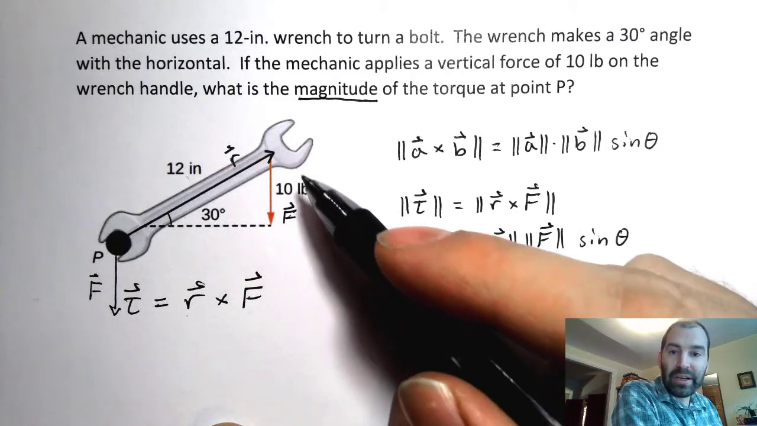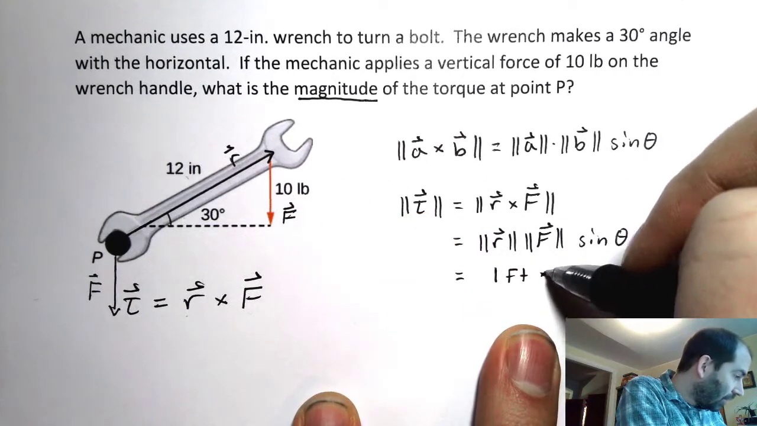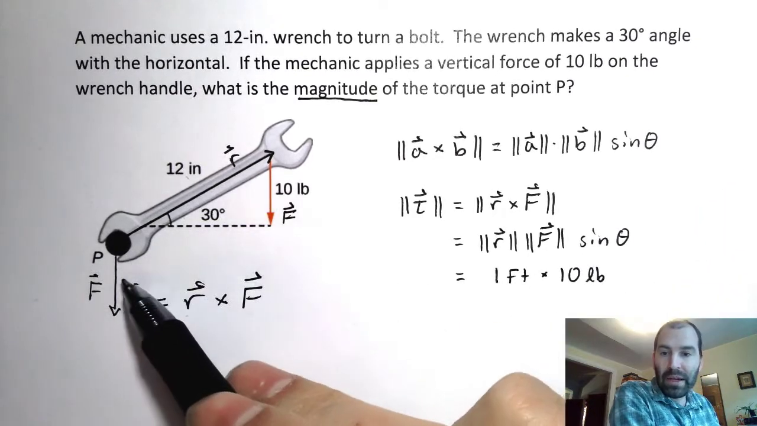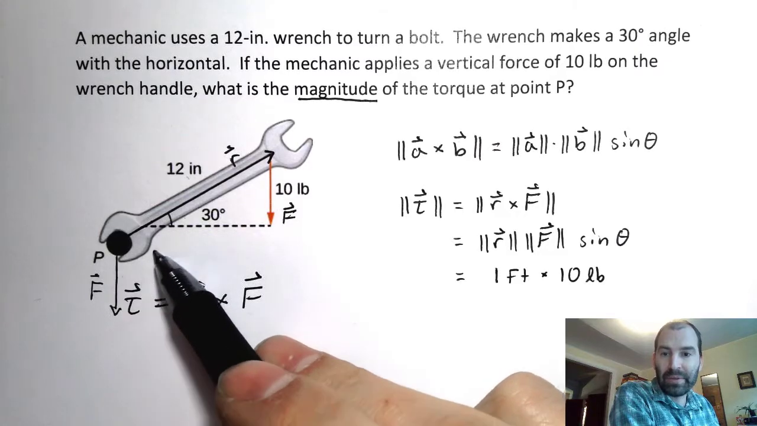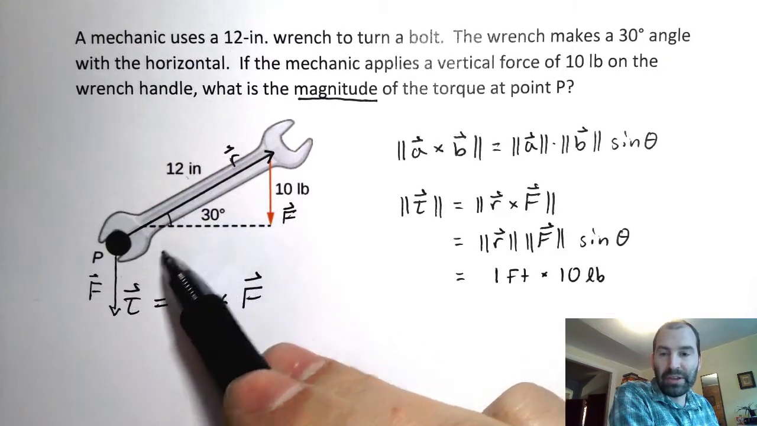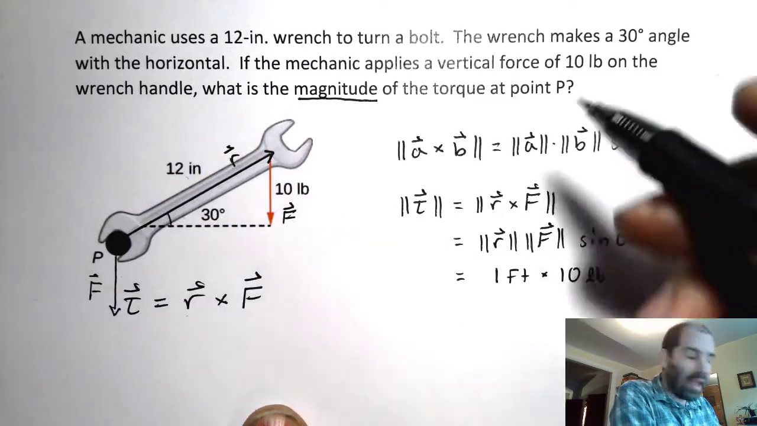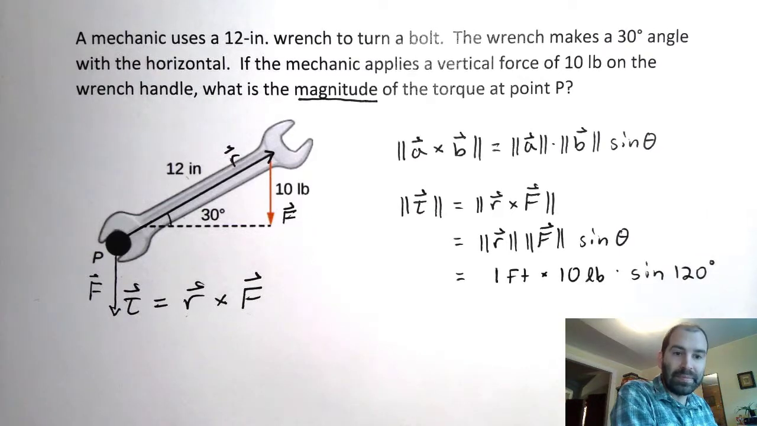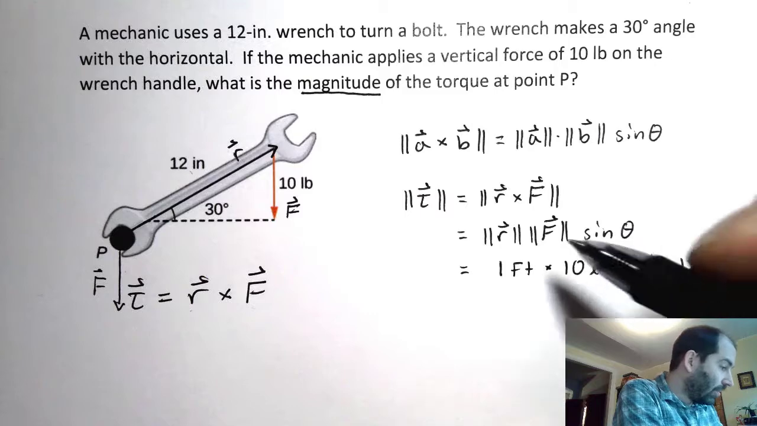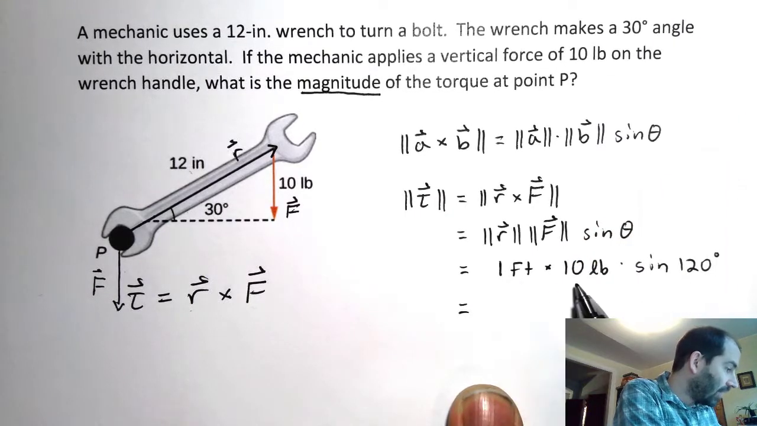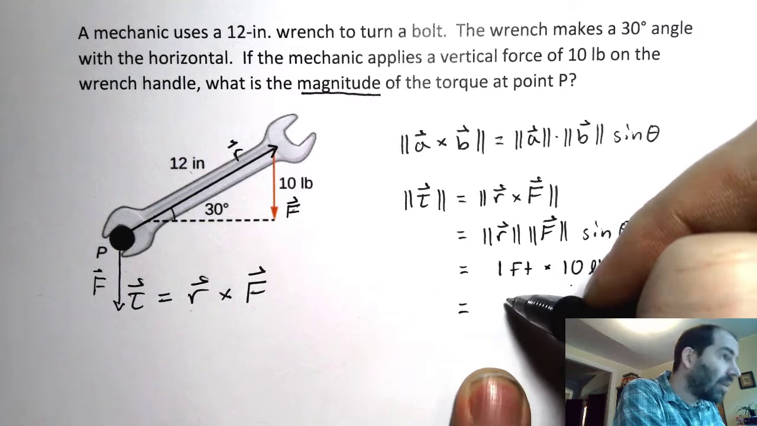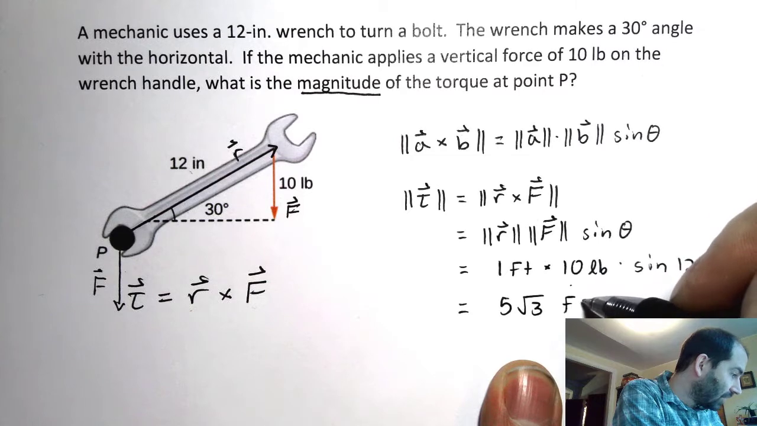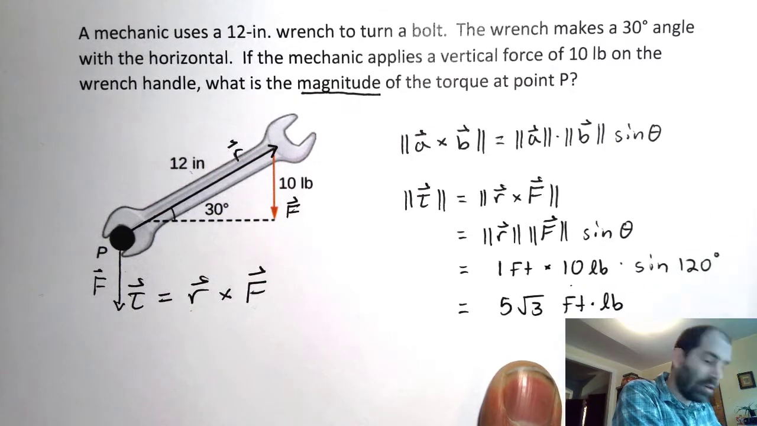And the force here is 10 pounds, so we're going to multiply that by 10 pounds. And then the sine of the angle. Well, we need the angle between the two vectors. I know that this much is 30 degrees, and this is a right angle, so I know that the angle is actually 120 degrees. The sine of that is just square root of 3 over 2. So we have 1 times 10 times root 3 over 2. That's 5 times the square root of 3 foot-pounds of torque.